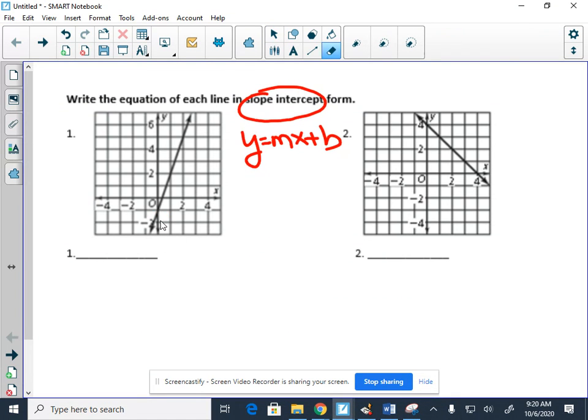Two? I think it's -1. Sometimes they count by 2s. Here they're only counting by 1. So I think it's -1. All right?